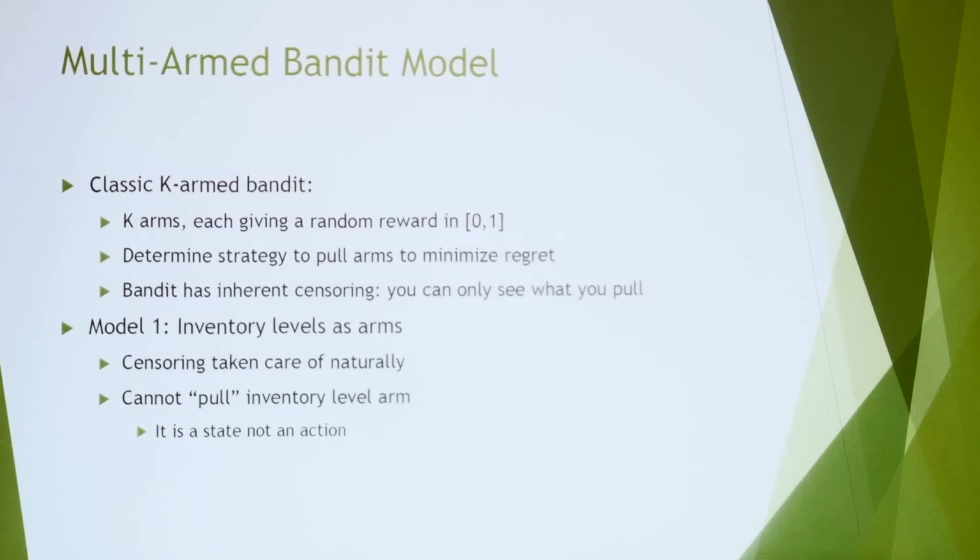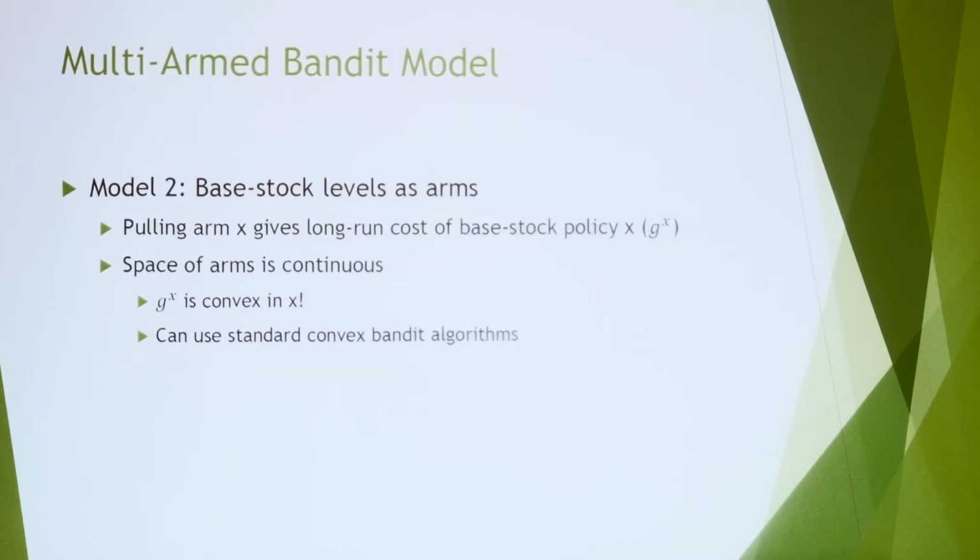So we went back to the drawing board and we looked at a second model, which is what if the base stock level is an arm? And what if pulling arm X gives the long run cost of the base stock policy? You would have to deal with the fact that the space of arms is continuous, but since G of X is convex in X, you can use standard convex bandit algorithms that solve this type of problem.